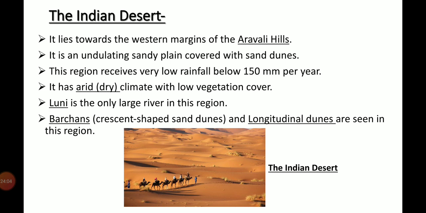Barkhan and longitudinal dunes are seen in this region. Barkhan means crescent or curvature shaped sand dunes. If you visit Jaisalmer in Rajasthan, then you may see this type of sand dunes, barkhans and longitudinal dunes. Here we see the picture of the Indian desert.